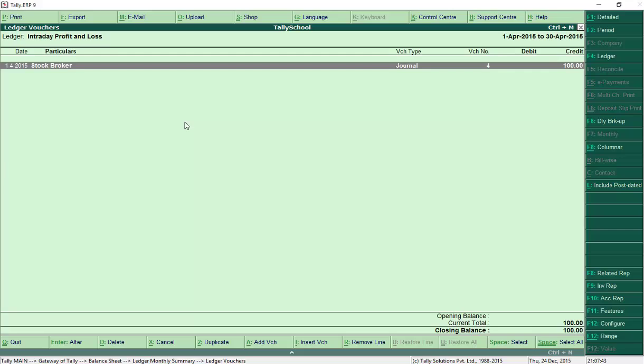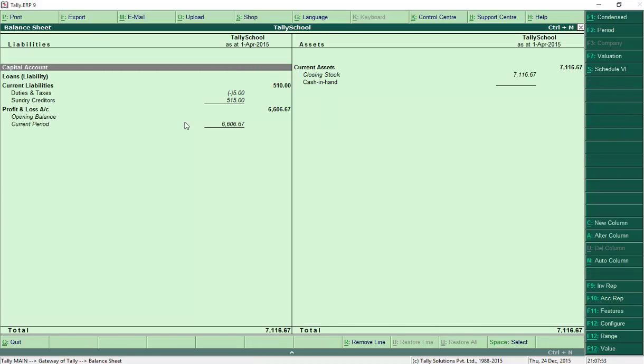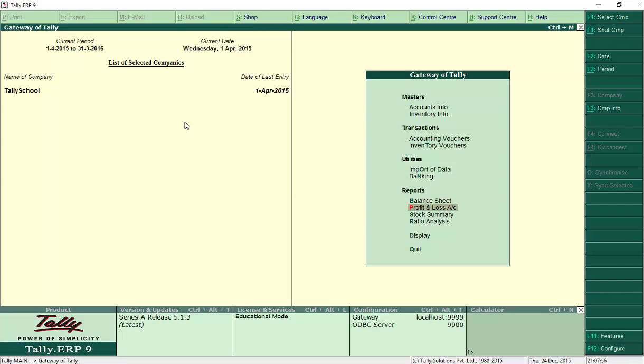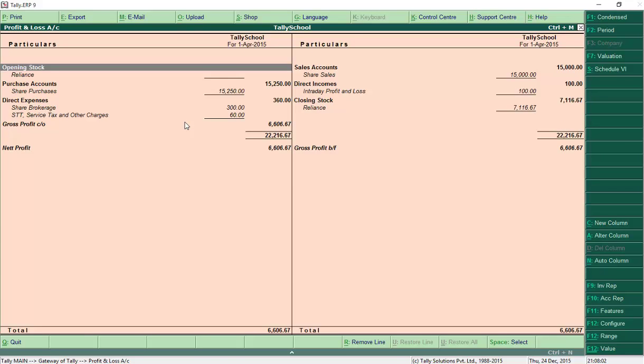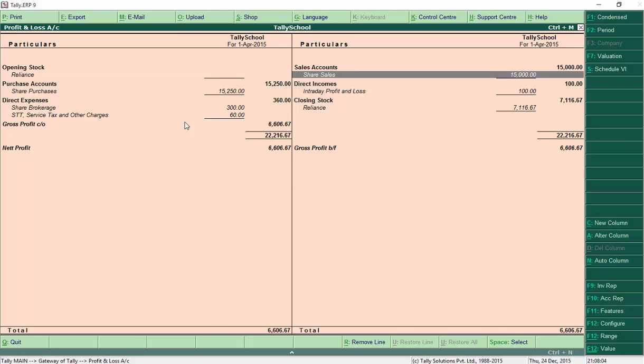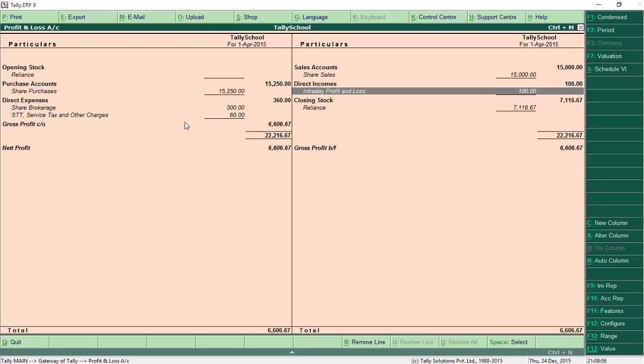So now let's go back by pressing escape, and as you can see, there is nothing under capital account. And if we go to profit and loss account from gateway of Tally, press Alt plus F1. Now under indirect incomes, as you see, intraday profit and loss. So this is how the intraday entry works.